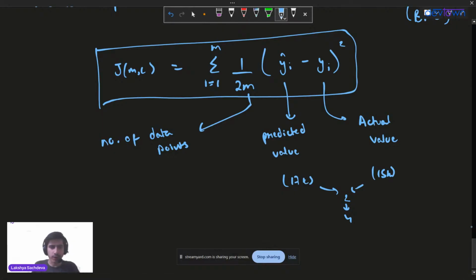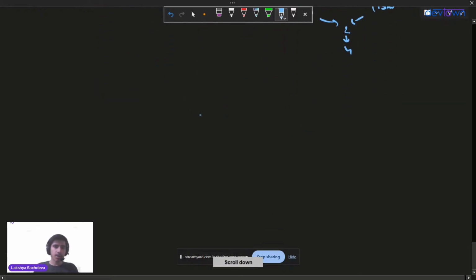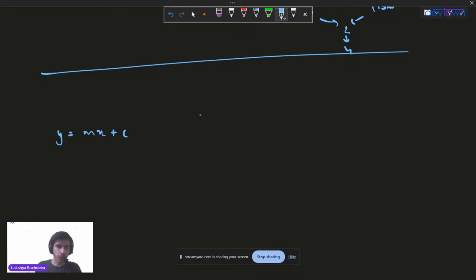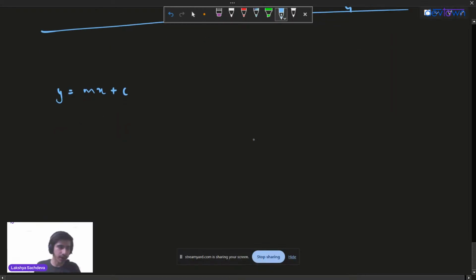Sir, I understood a little bit. But sir, can you give us an example? Sure. Let's take one more example. Suppose I have, so this is my equation of line first of all: y equal to mx plus c. Okay, sir. This is our equation of line.